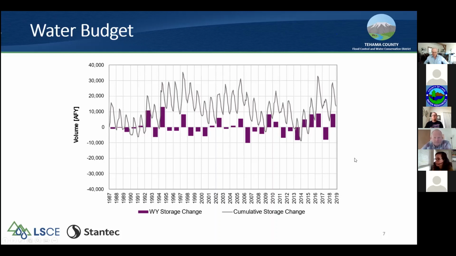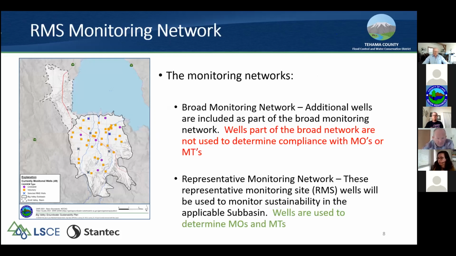Okay. So moving back to monitoring well networks and SMC criteria, sustainable management criteria. I wanted to talk a little bit about the monitoring networks. John touched on this last week, but it's really an important concept. There are really two monitoring networks that we're talking about. We've got the broader monitoring network, right? And the graphic on your left illustrates all the wells that are currently being monitored in Big Valley.